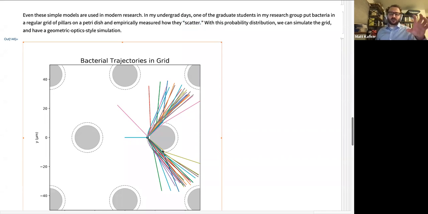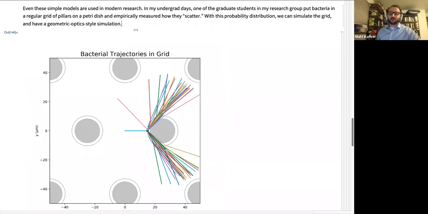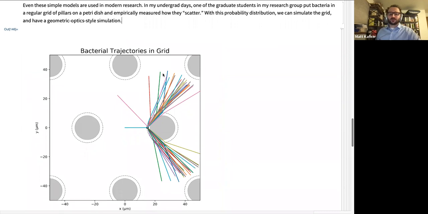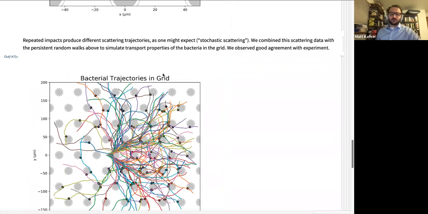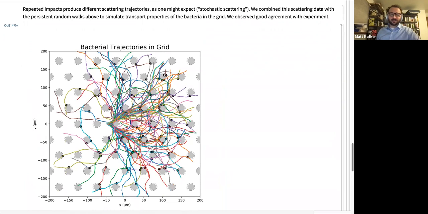So this is one question that you might ask: let's imagine our bacteria are engaging in some sort of scattering process. It's stochastic. If we measure the distribution, what happens if we put actual cells in a grid? Can we simulate the long time scale transport properties of the system? So it would look something like this. And this is something that I spent a lot of time thinking about as an undergrad. So the free space motion is the persistent random walk, which I was showing you earlier with the von Mises distribution, but then there's also this stochastic scattering behavior as well.